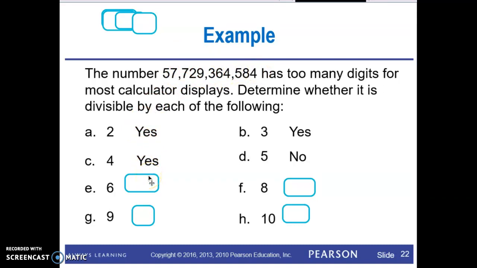Okay, so 6 is one of our new ones. What was the rule for 6? Remember, for 6, 2 and 3 are the ones we look at. 2 and 3 are relatively prime, and 2 times 3 is 6. 2 is a yes. 3 was a yes. Therefore, automatically 6 will be a yes as well.